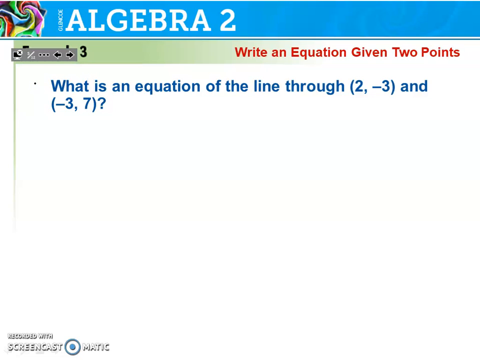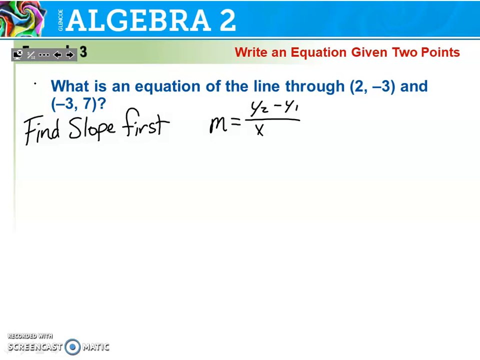Okay? But if I have 2 points, can I find the slope? And the answer is yes. Okay, so the first step when you're dealing with problems like this is you need to find your slope first. After you find your slope, everything's going to be the exact same. Okay, so to find my slope, I'm going to use m equals y sub 2 minus y sub 1 over x sub 2 minus x sub 1.